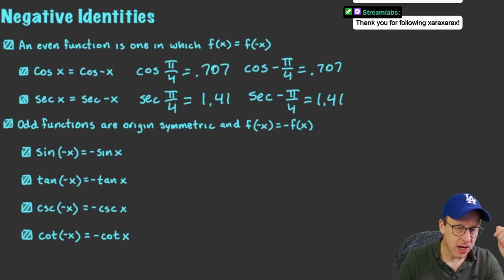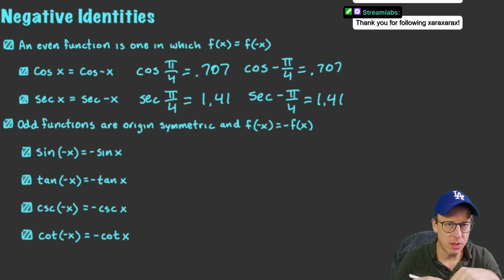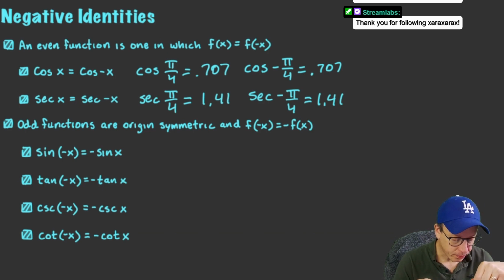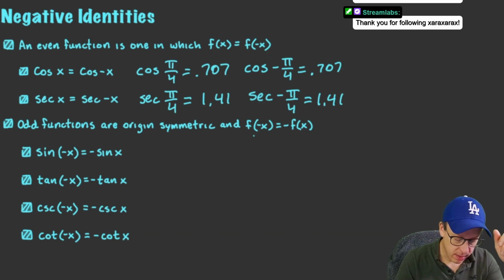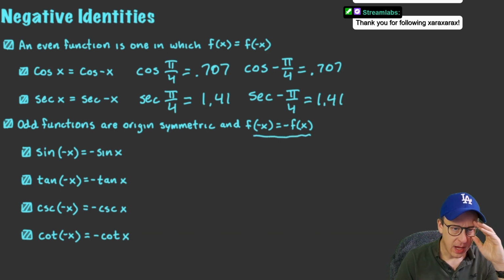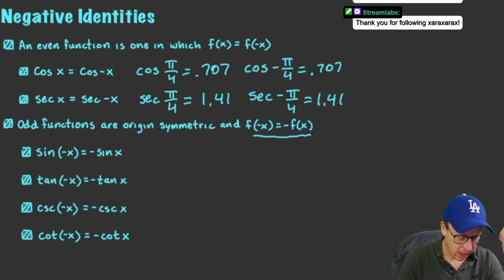Okay, you can see here an example of what it means to be an odd function, meaning that they are origin symmetric, and this rule here would apply. And you can also see examples in which this is indeed true using these different trigonometric functions. I'll solve one of them just to show it.